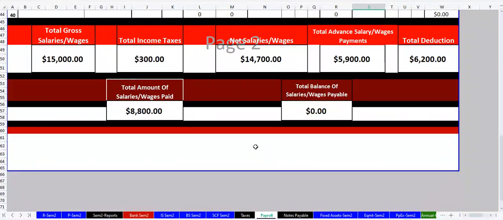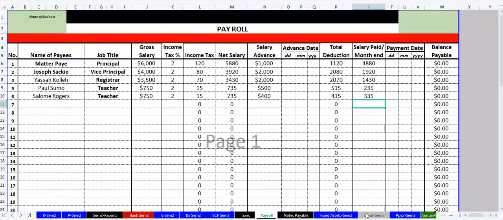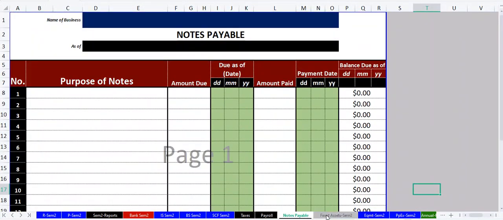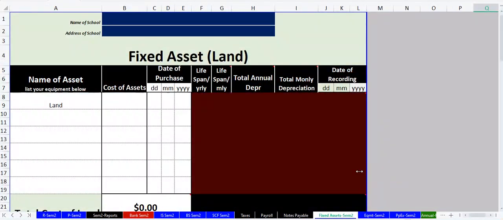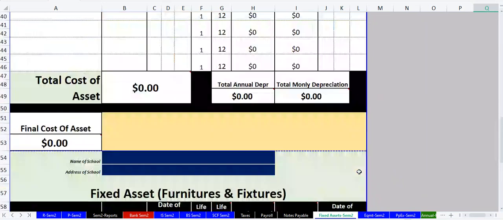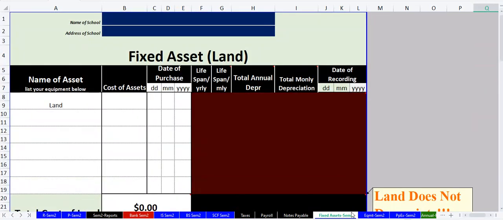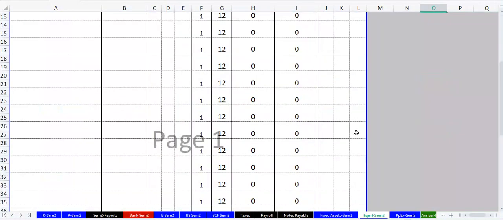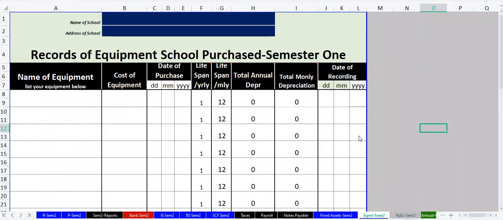So we come to notes payable again. We leave it as that. If you have it, you just put it there. Furniture and fixture, let's leave that. We didn't do anything this particular semester. Equipment, we didn't purchase any equipment for this semester. Leave it just with that.